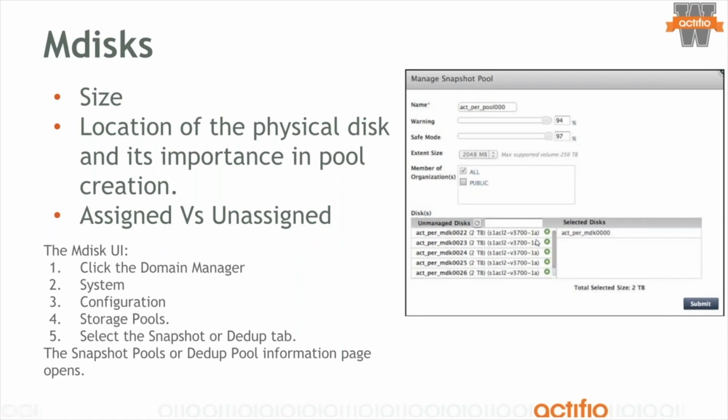So your safe threshold generally is going to sit around 95 to 97, 98%. That is an alert that will be sent to you just before the dedupe pool or the snap pool gets completely full. And the warning is, again, also manually configurable.